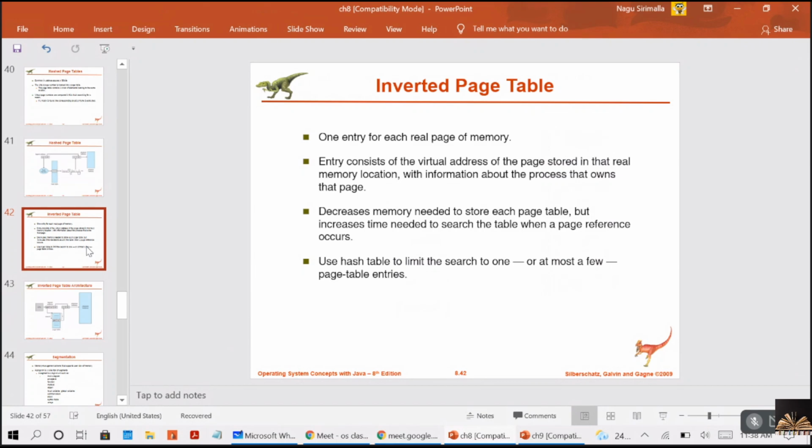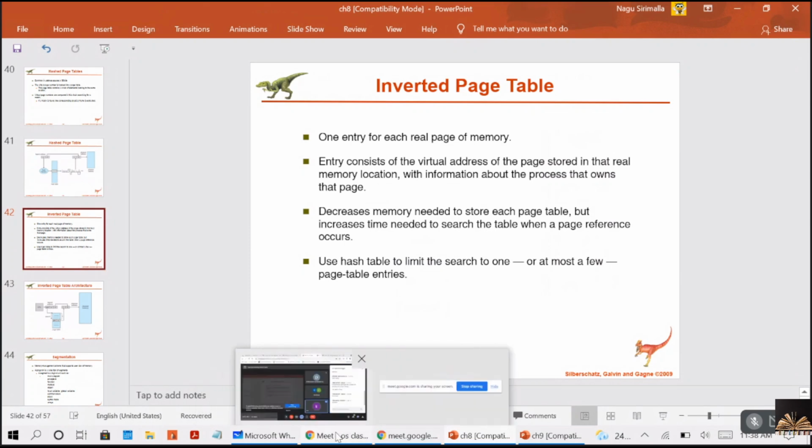You have some limitations with this inverted page table, ఏంటండి, it decreases the memory, but even though, it requires more searching time, right? So that is all about these page table concepts.